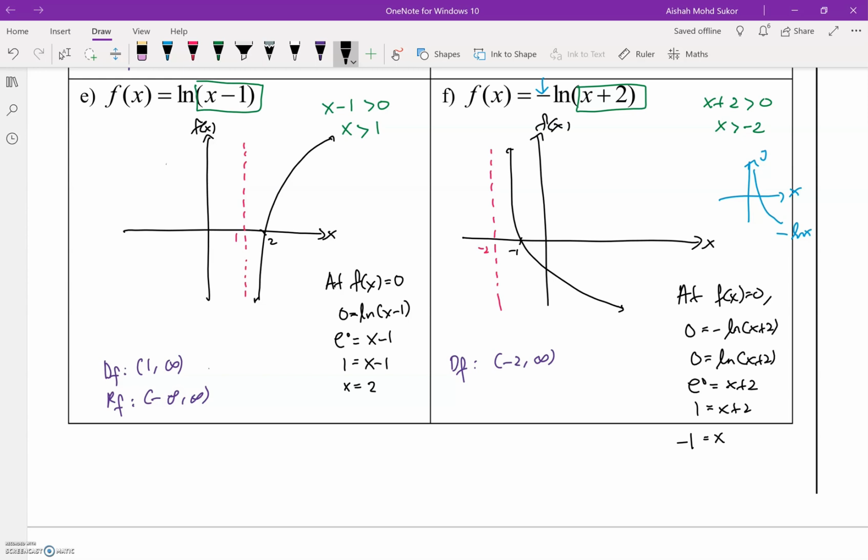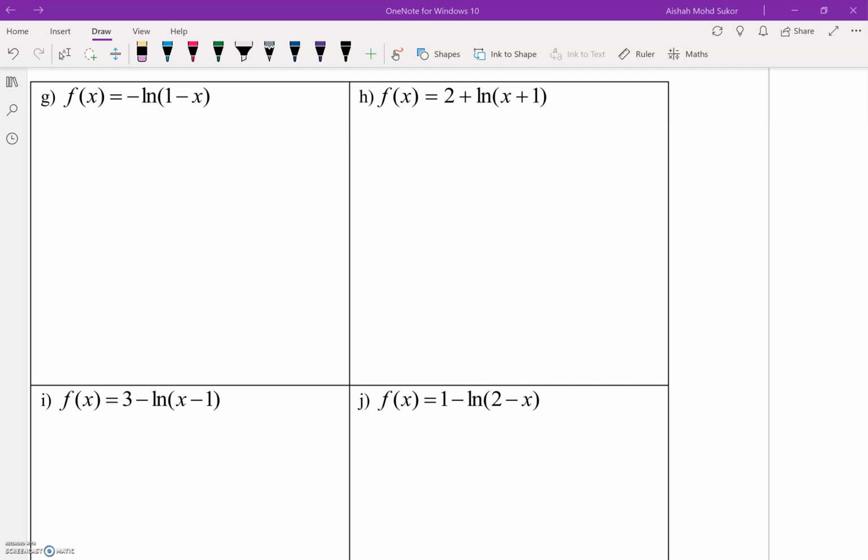To get the intersection value at f(x), at x equal to 0, f(x) will be equal to negative ln(0 plus 2), equal to negative ln 2. Therefore, this is negative ln 2. So the range for this function is negative infinity to infinity. Okay, let's try to do another example.